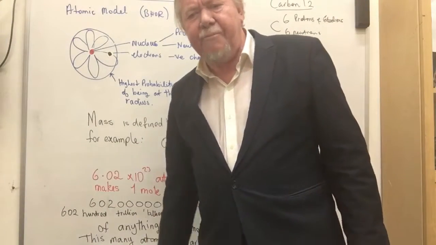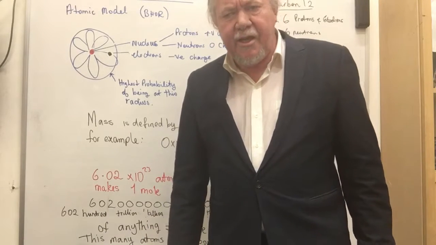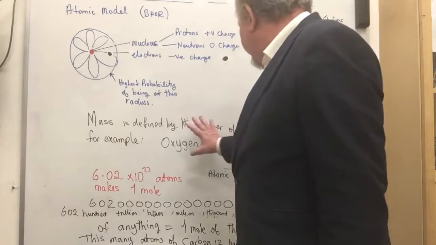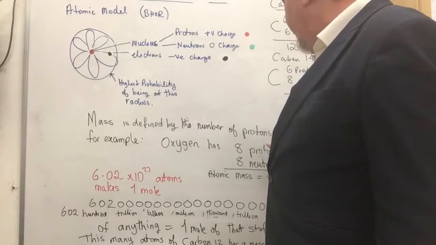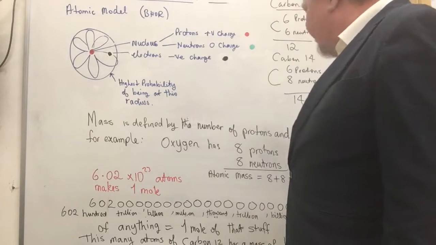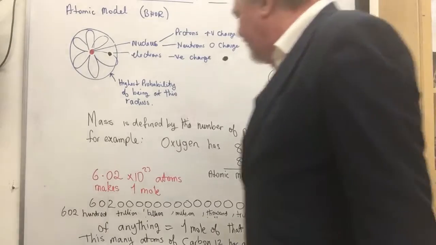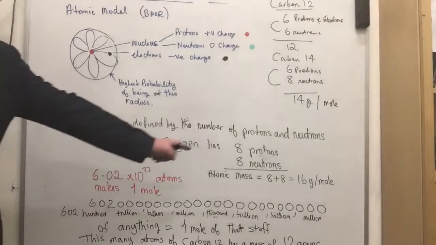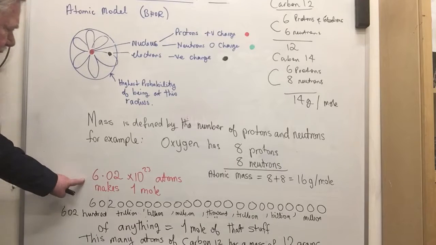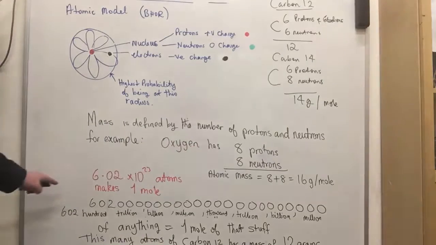Okay, but we'll discuss that. There are some lectures to come that will go into relativity, and I'll explain some of that to you. So in a nutshell, mass is defined by the number of protons and neutrons in the atom. Okay, and then we've said here that oxygen has 8 protons and 8 neutrons, so that gives it an atomic mass of 16 grams per mole. Now, as I said to you before, 6.02 by 10 to the 23 atoms makes 1 mole. You can say this, that's it right over there.